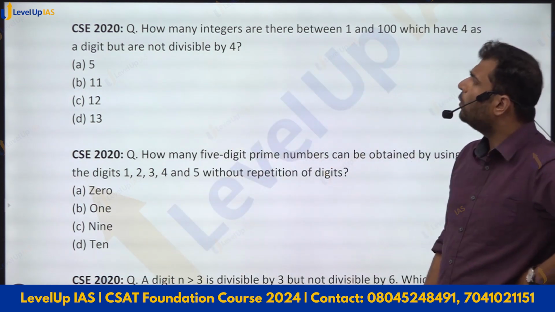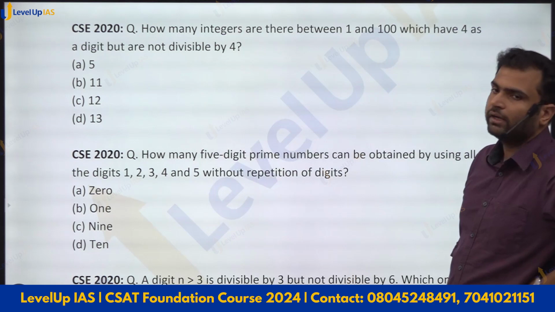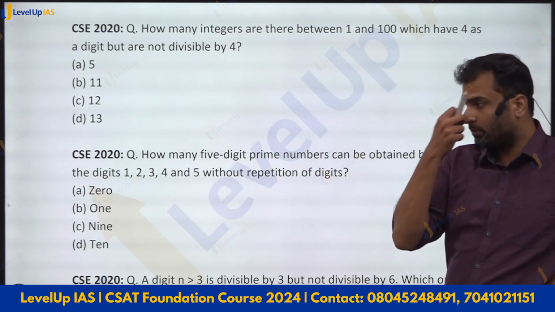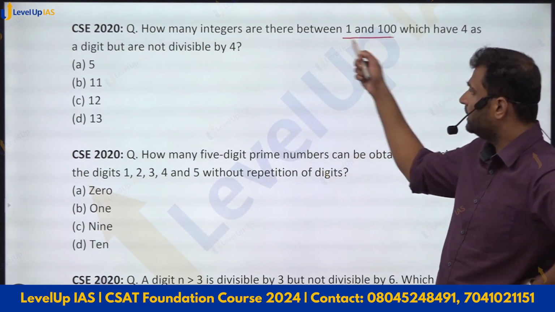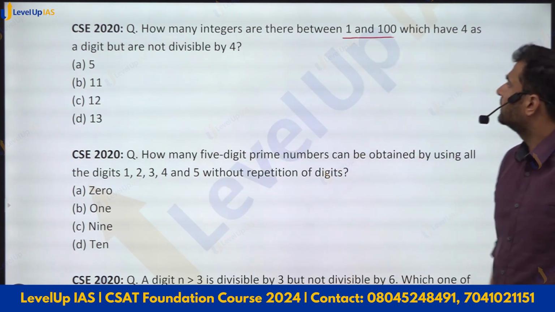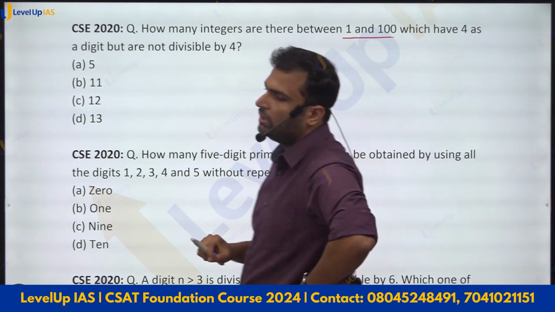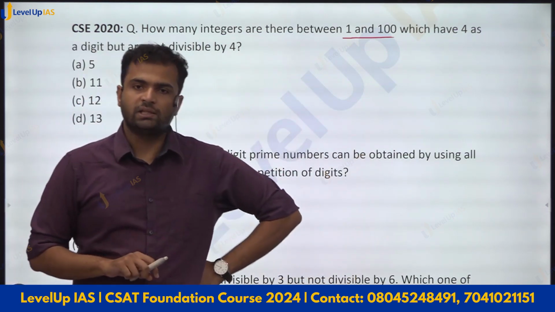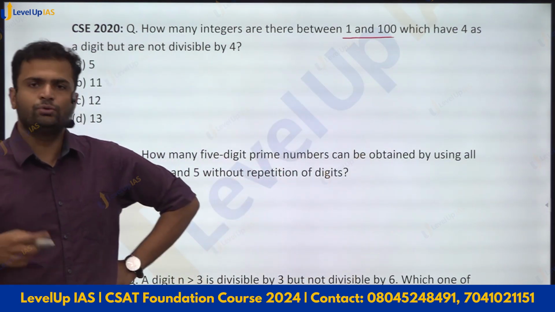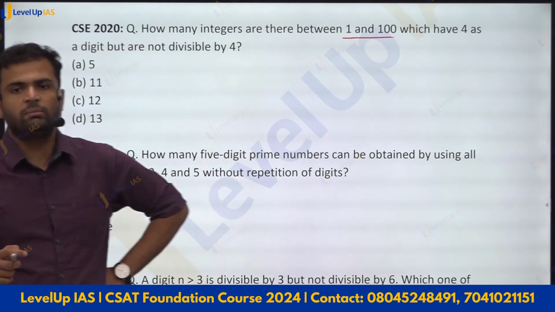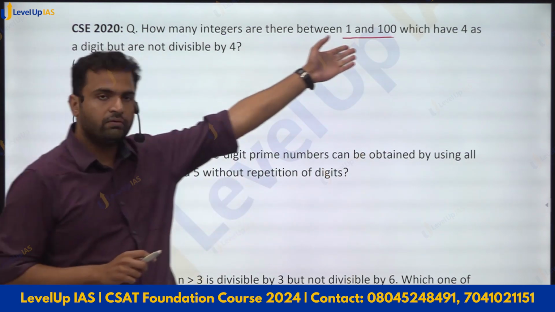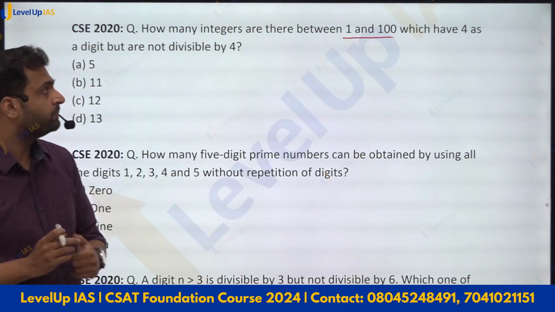The question is, how many integers are there between 1 and 100? We have to tell how many, and the condition is they have 4 as a digit, but they are not divisible by 4. Now when is a number divisible by 4? When the last 2 digits of the number are divisible by 4, that we know.